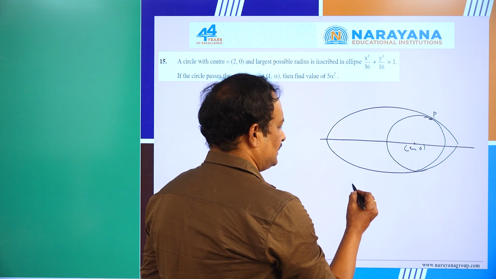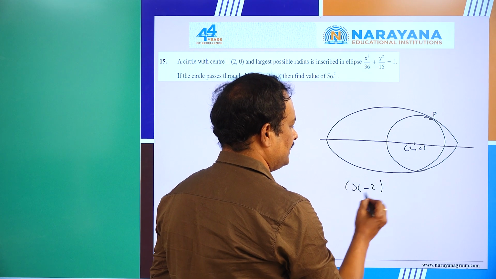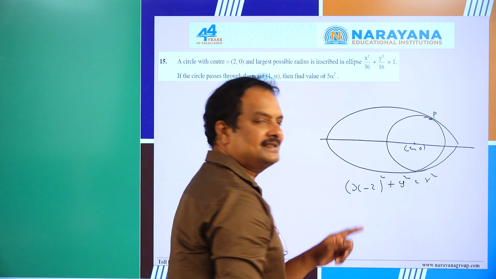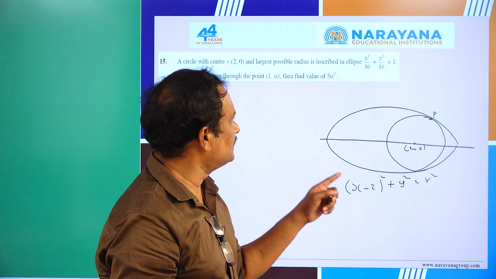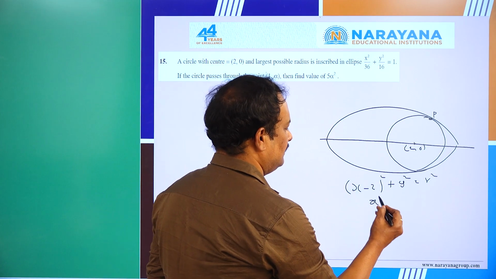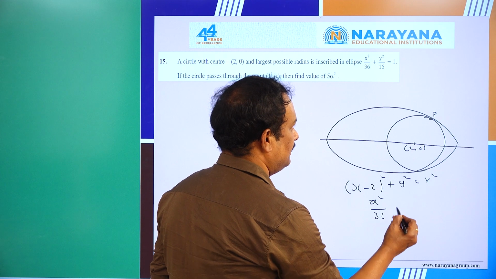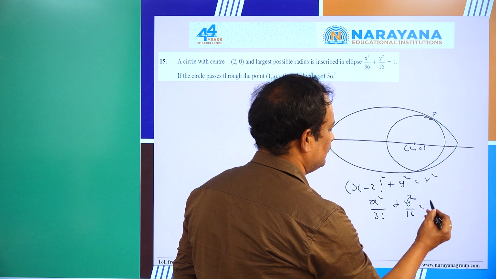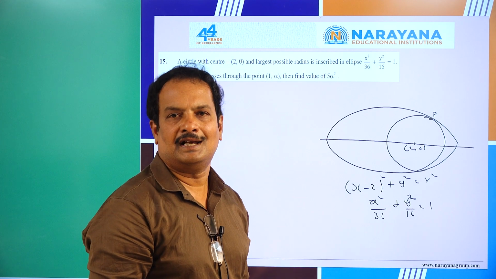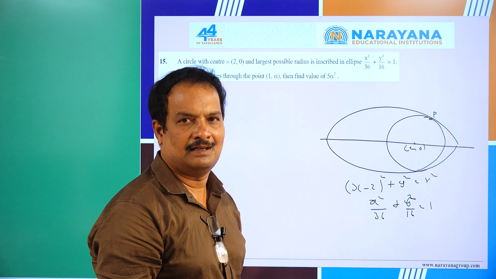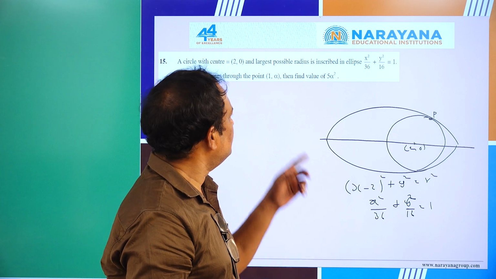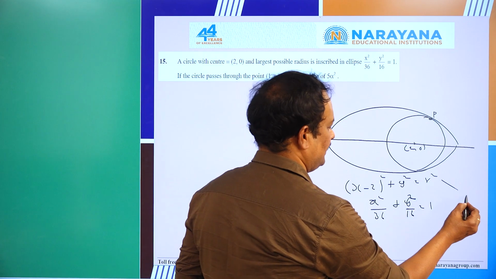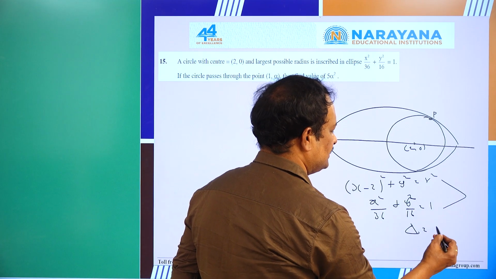Otherwise you can take the circle equation like this: (x minus 2) whole square plus (y minus 0) whole square equal to r square. This is the circle with center at (2, 0) and radius r. And we have the ellipse x square by 36 plus y square by 16 equal to 1. From these two, eliminate y square, put delta equal to 0. You will get the radius of this circle. This is one method.